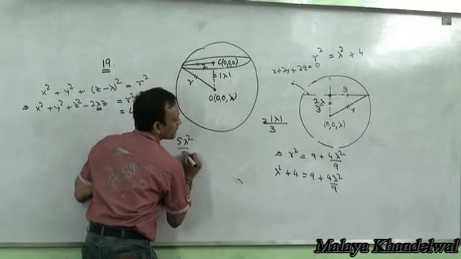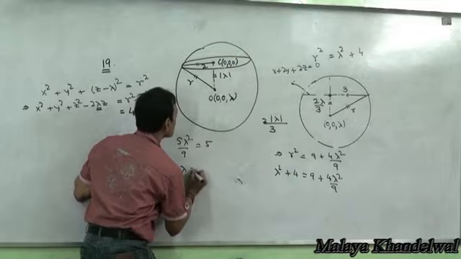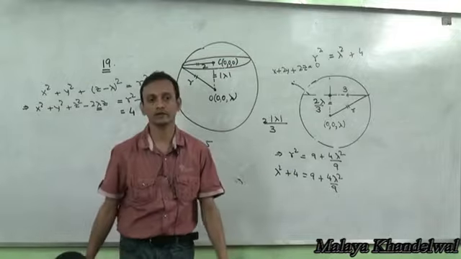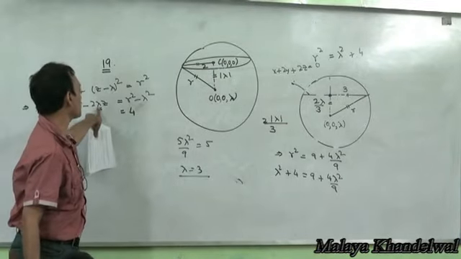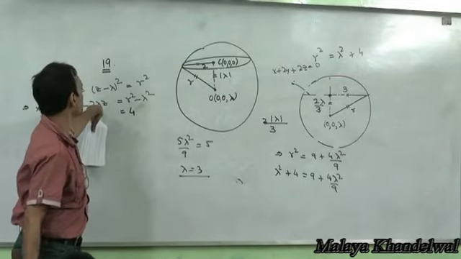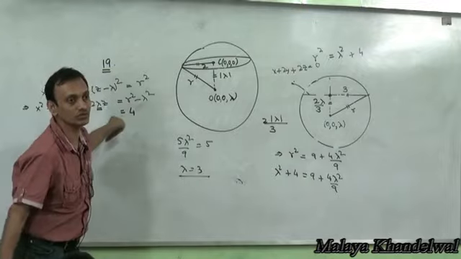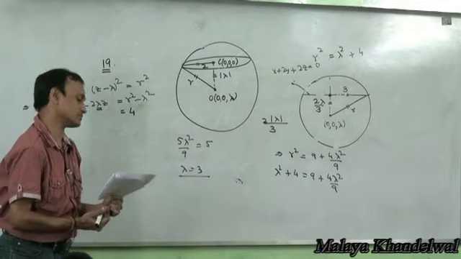5 lambda squared by 9 is 5. So lambda is 3, because it's given that it lies on the positive z axis. So lambda can't be minus 3. Lambda is 3. So just plug in lambda equal to 3. You get minus 6z minus 4 equal to 0. That's the equation of the required sphere.